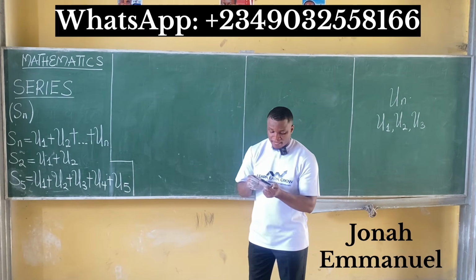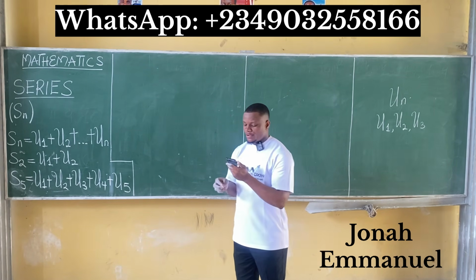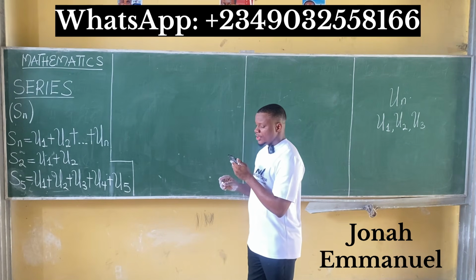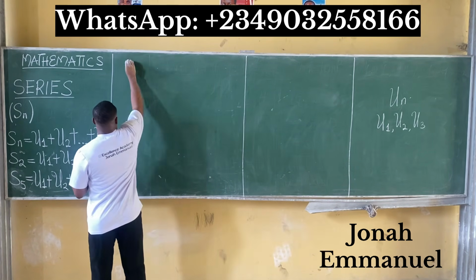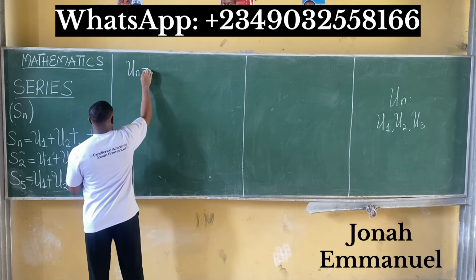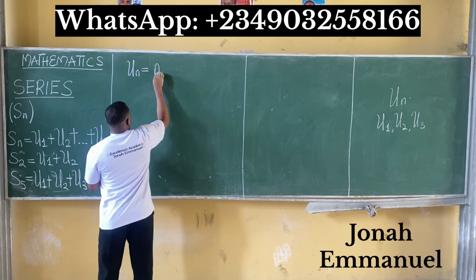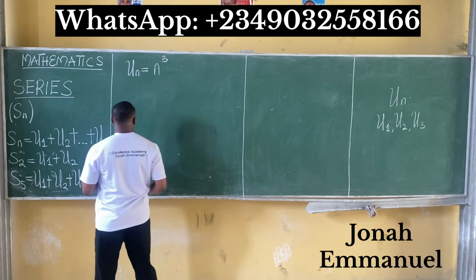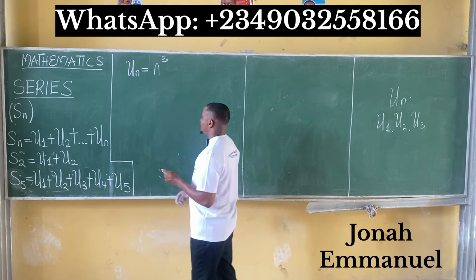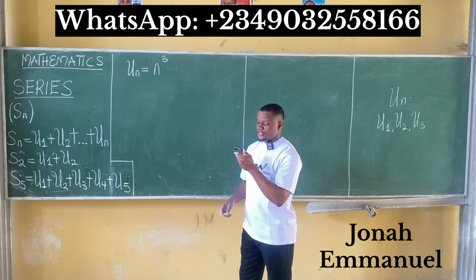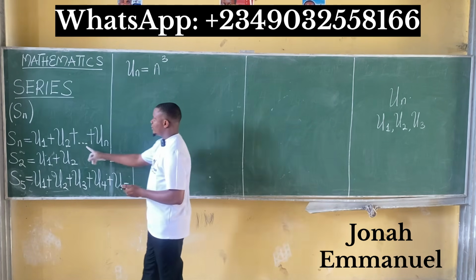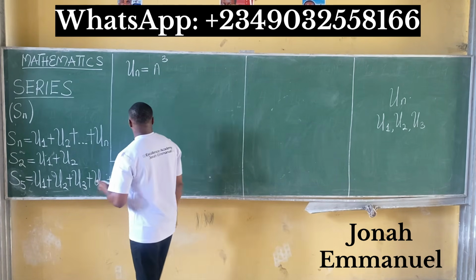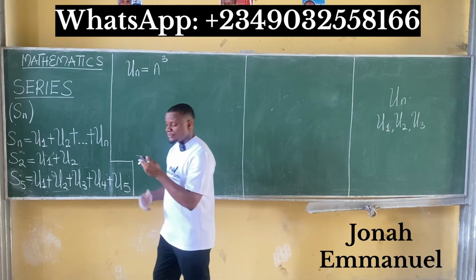Sample problem. Find the sum of the first four terms of the series whose nth term is given by un equals n to the power 3. Now, in this case, you're asked to find the sum of the first four terms. Since you're asked to find the sum, that becomes the series, right? So how do we solve this?